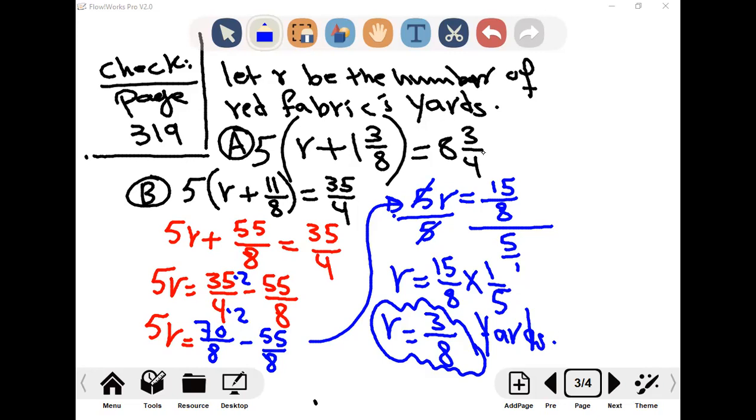15 multiply 1, 8 multiply 5, 40. Simplify, divide up and down by 5, it will be 3 over 8. Same. Yes, you can use your copy book and put the answer there.